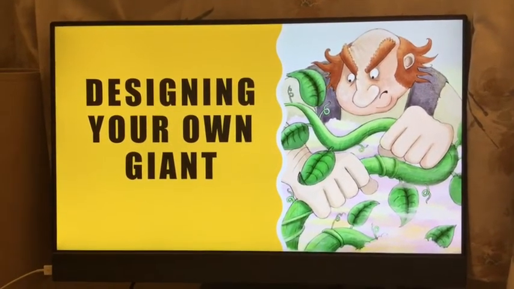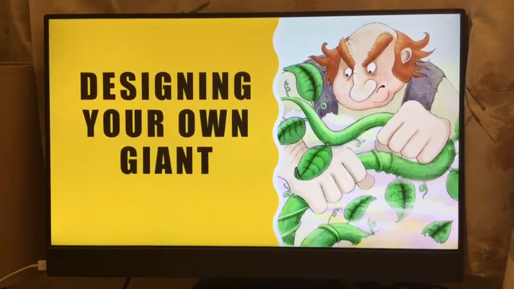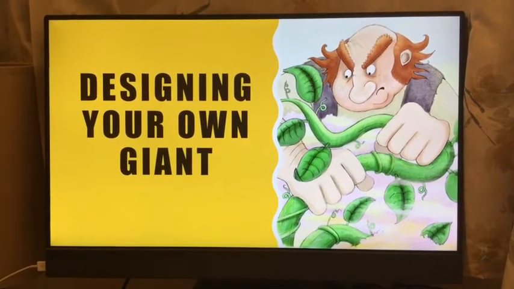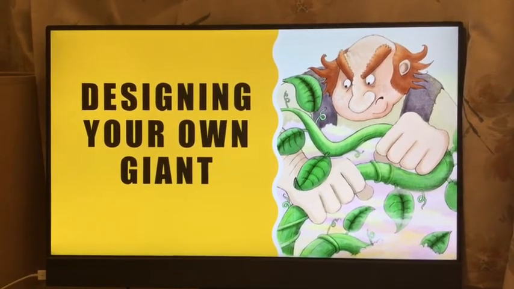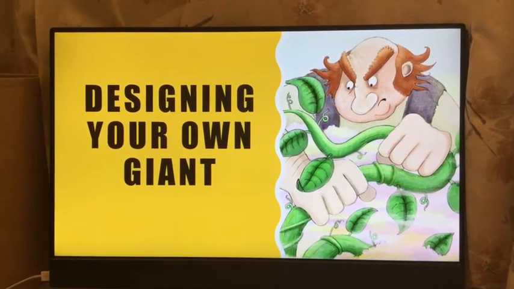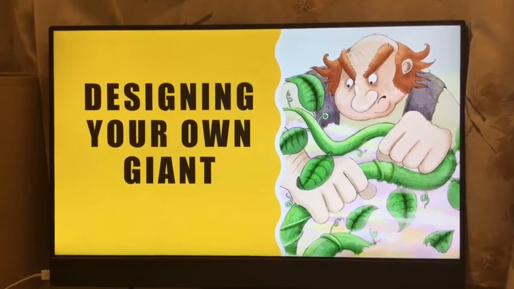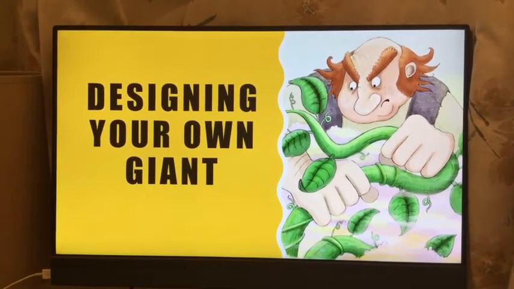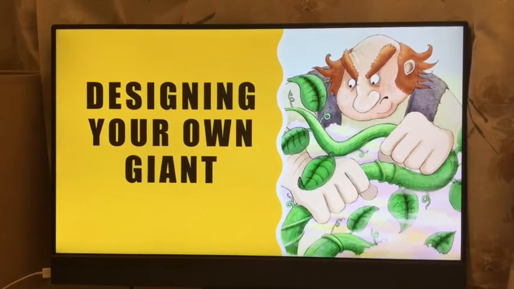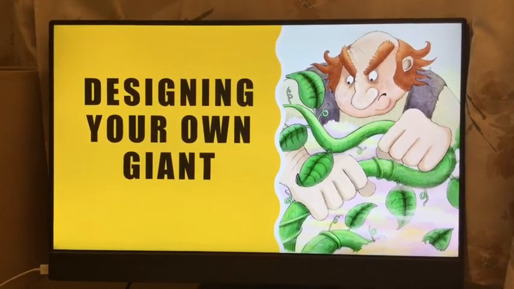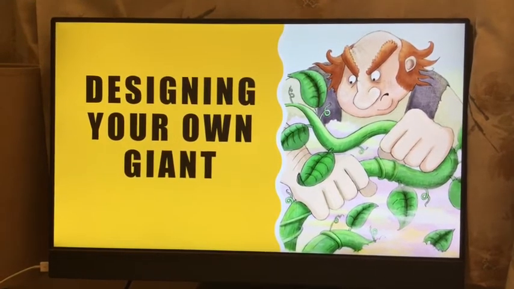Today for literacy we're going to be designing our own giants. Do you remember in Jack and the Beanstalk, the giant was a mean, horrible person? Wouldn't it be wonderful if we could make a new giant that had a totally different personality and was someone who would be great to be friends with? Well, that's what we're going to do today.